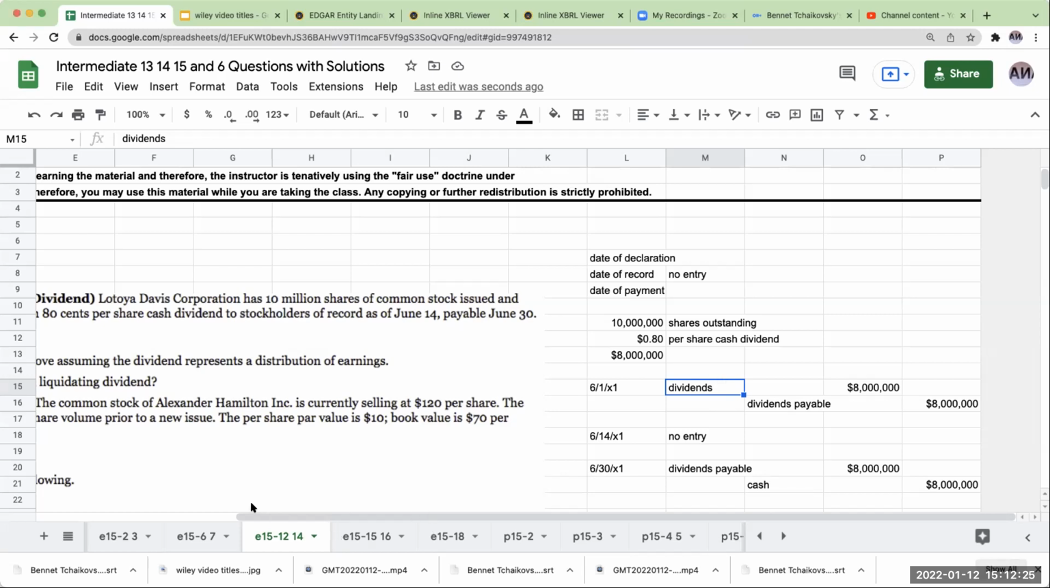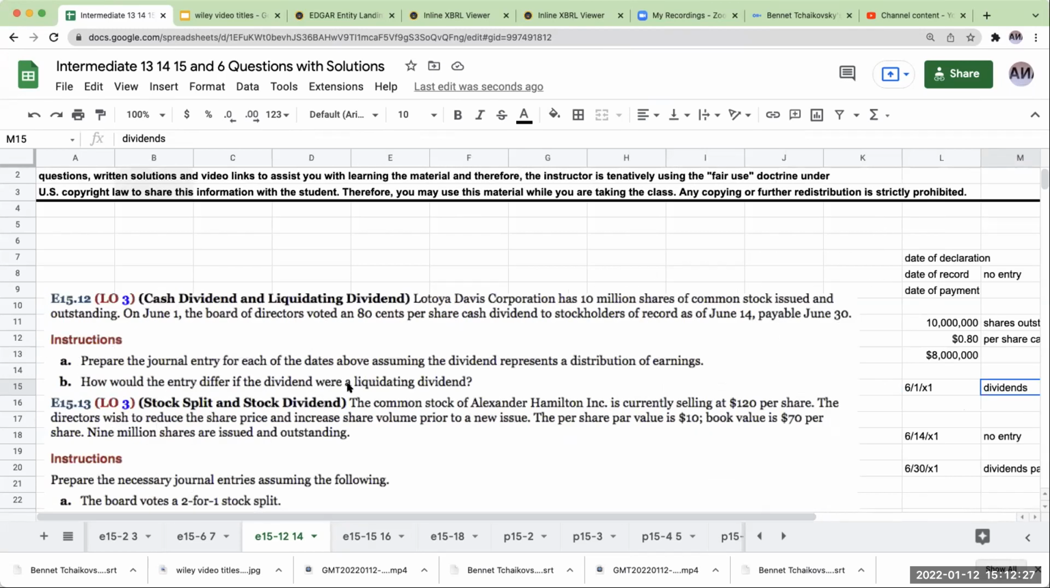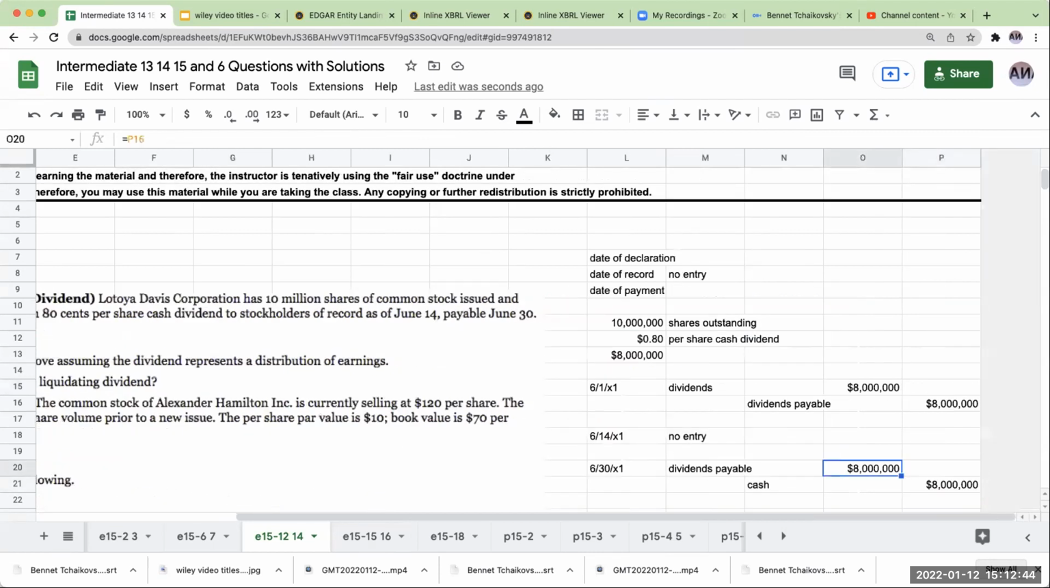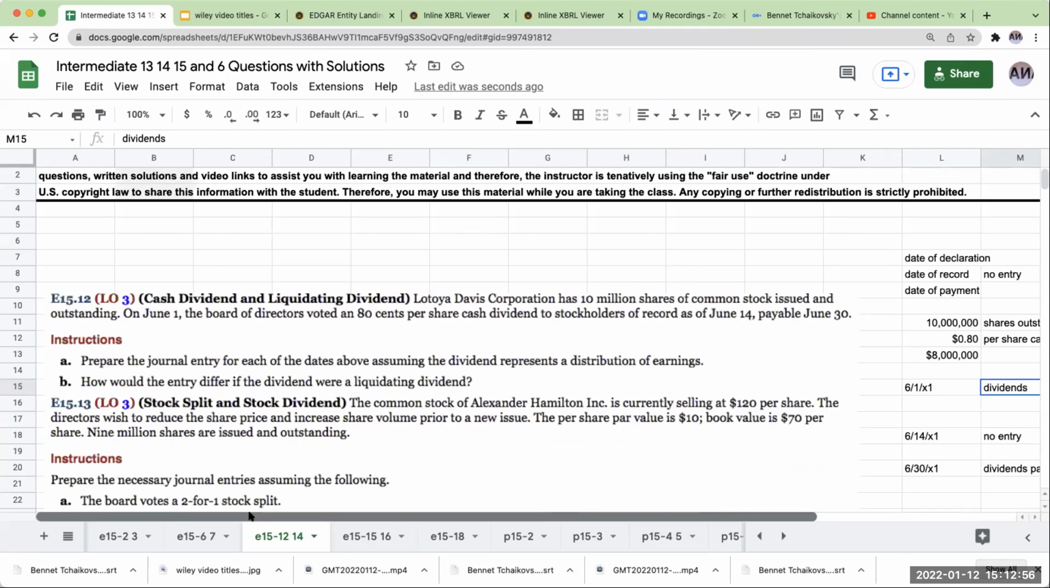Okay, so if this was a liquidating dividend, what's the difference? The liquidating dividend is a return of capital, whereas letter A is a return on capital. So instead of debiting dividends, if it was a liquidating dividend, you would be debiting additional paid in capital common stock. That would be the only difference between the two.